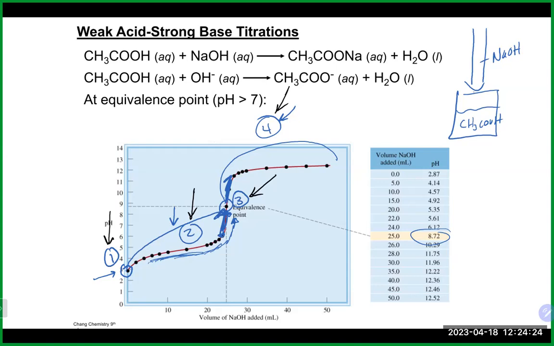Is it possible for the pOH to be negative? The answer is yes, but not in most cases. So in most cases, both the pOH and the pH should be positive numbers.